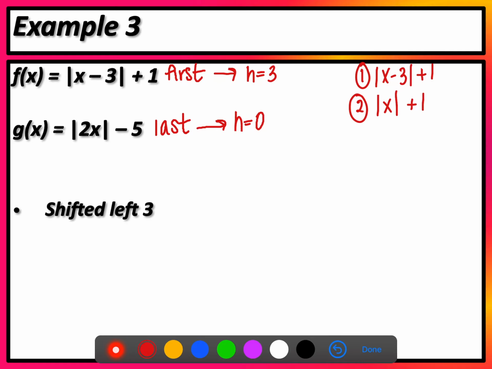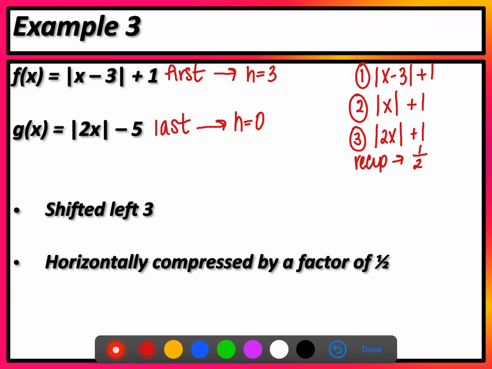So this was my original, step number 1, my first. Step number 2, I shifted it to the left, so that just changed my h. I also see on the inside, I now have a 2x. A coefficient on the inside is going to be a horizontal stretch or compress. And remember, we have to use the reciprocal. So we're really talking about an a value of 1/2. A fraction is going to compress, so this is a horizontal compression of 1/2.